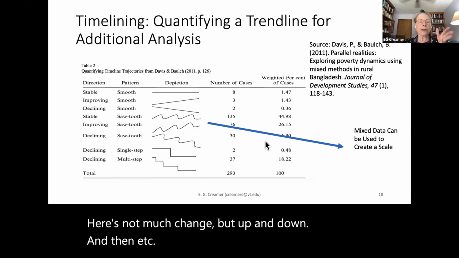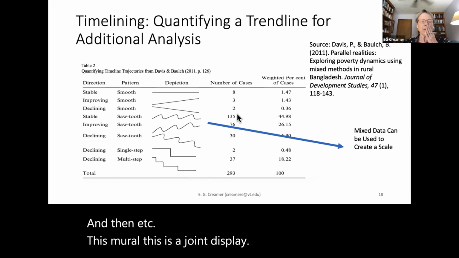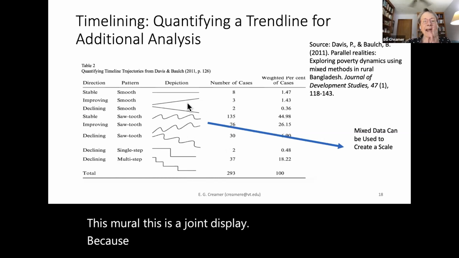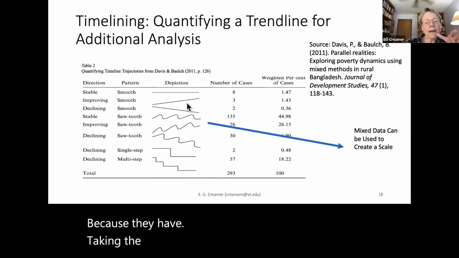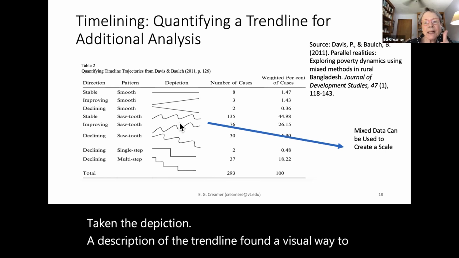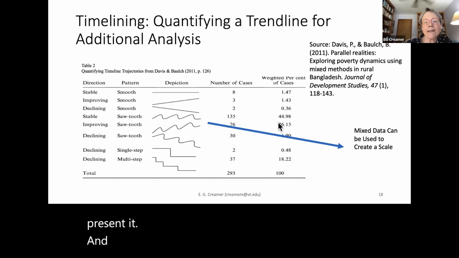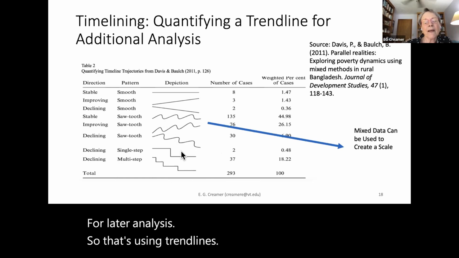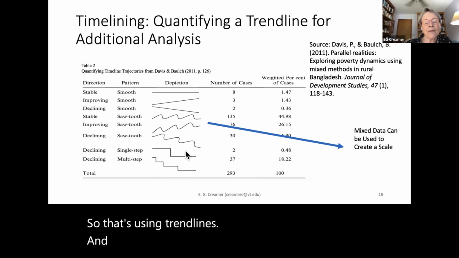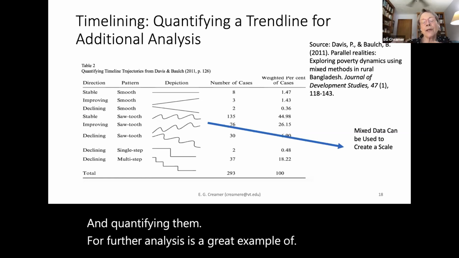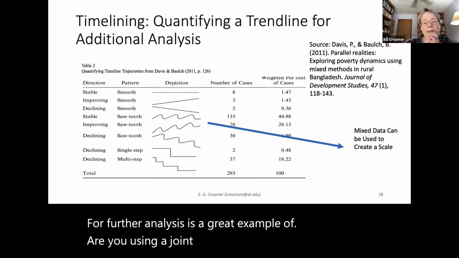This is a joint display because they have taken the depiction, a description of the trend line, found a visual way to present it, and then quantified it for later analysis. So using trend lines and quantifying them for further analysis is a great example of using a joint display for analysis.